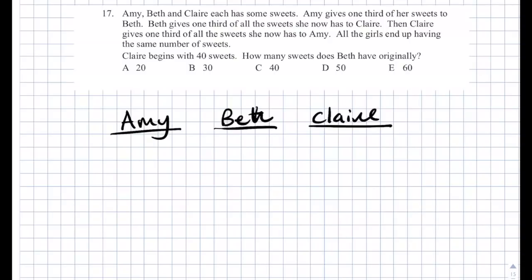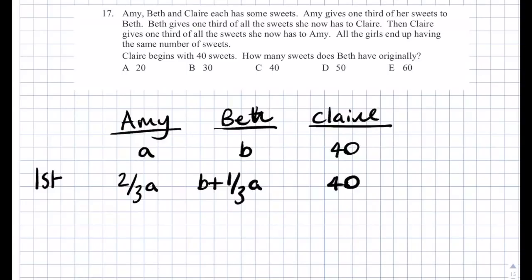They all start off with some sweets. So let's say Amy has A sweets, Beth has B sweets, and Claire has C sweets. Let's say that this is the first scenario. So if Amy gives 1/3 of A away, she's going to have 2/3 of A left. Now, we are told in the question that Claire begins with 40 sweets, so rather than C, we could change this to 40. So 1/3 of her sweets go to Beth. So this is going to become B plus 1/3 of A, and then Claire is still going to have 40.